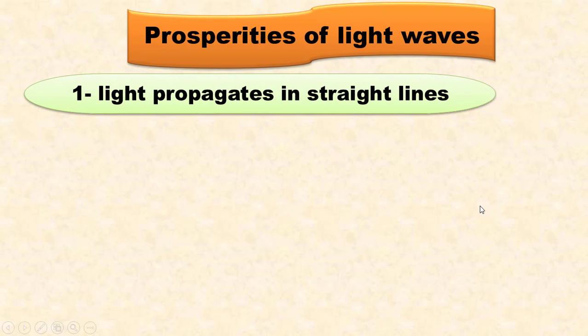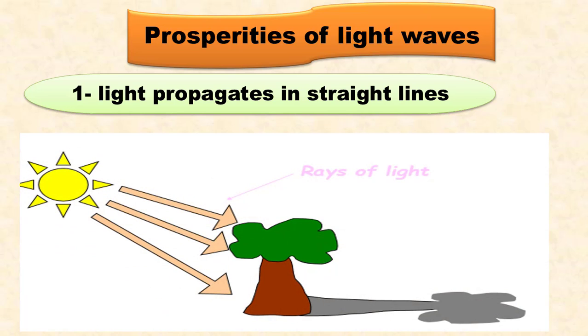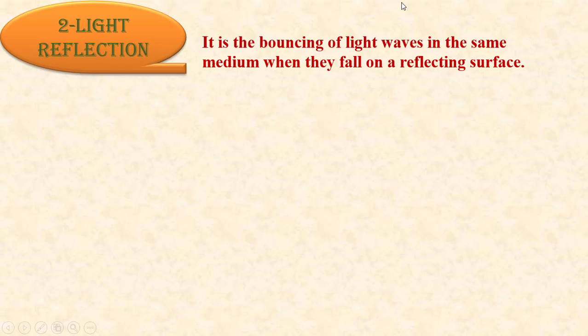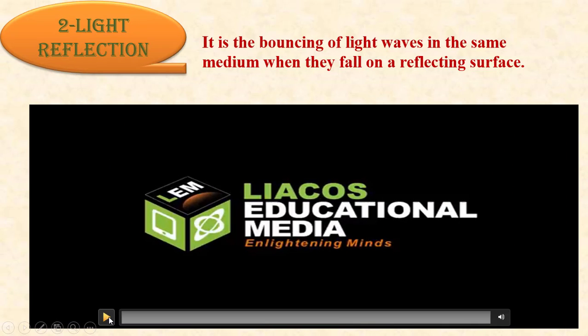What are the main properties of light waves? Number 1, light propagates in a straight line. Number 2, light reflection. What is meant by light reflection? As you know from previous years, it is the bouncing of a light wave in the same medium when it falls on a reflecting surface. Let's watch this video.